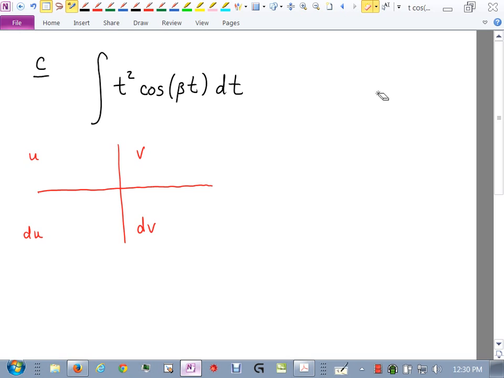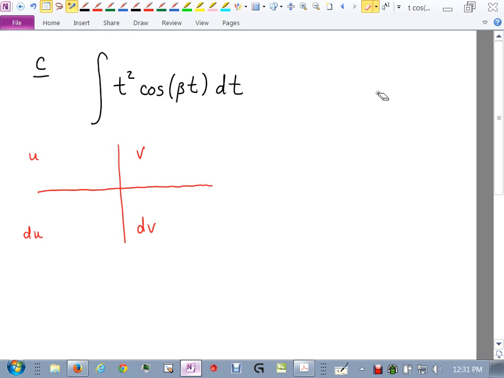Any ideas on what we should choose for u, maybe? Cosine? Okay. If we do cosine for u, the derivative we know, right? Then what's going to be your dv if you use cosine for u? T squared. Then what's going to happen when I go up with t squared? One third. It's 1/3, right? T cubed. Didn't that just get worse? See what I'm saying? So maybe the other way.